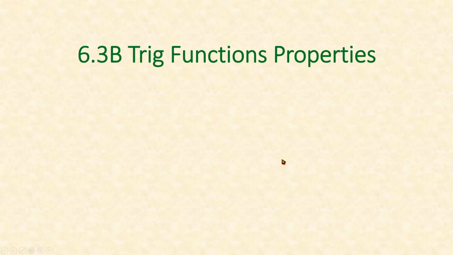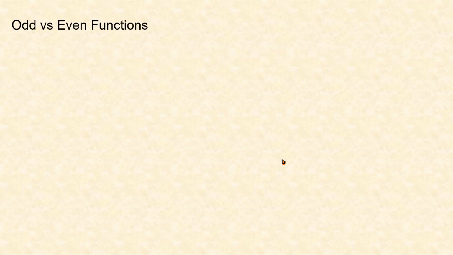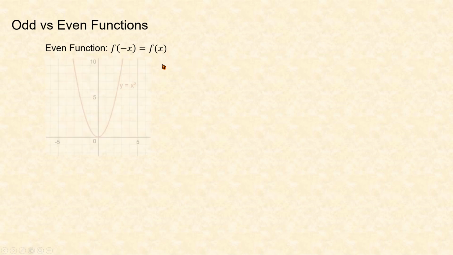Today we're talking about 6.3b, the second part of trig functions properties. We'll talk about odd versus even functions, right? The definition of even functions is when you put in a negative value for x, you get the same result as the original f of x. So what that means is if you put in a negative value, you get the same output as if you had the positive value for x.